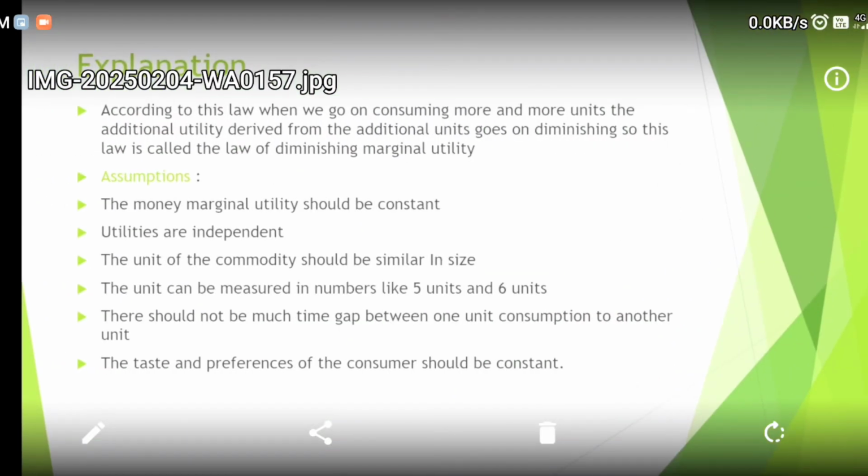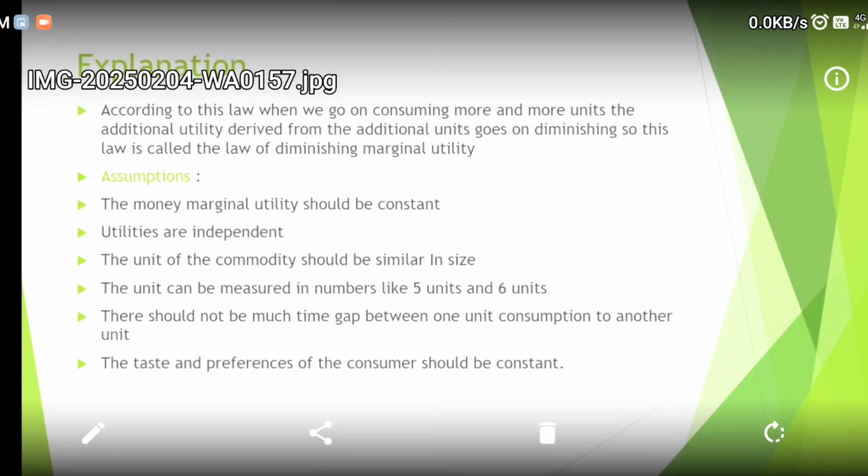According to this law, when we go on consuming more and more units, the additional utility derived from the additional units goes on diminishing. So this law is called the law of diminishing marginal utility. This is a very important topic. This theory is based on some assumptions.